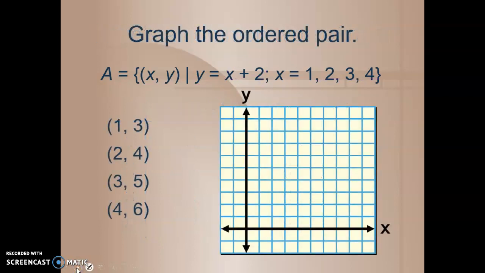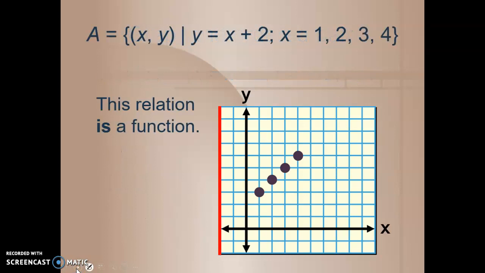Let's go ahead and take a look at what it looks like graphed. 1, 3, 2, 4, 3, 5, and 4, 6. So that's what it looks like graphed. Because we were given specific x values, we are not going to draw a line. We only want these values to be in our domain. We don't want anything between the dots to be in the domain. We don't want anything after the dots to be in the domain. Just the 4 dots, so we do not draw a line.